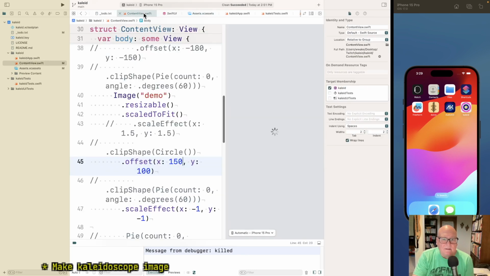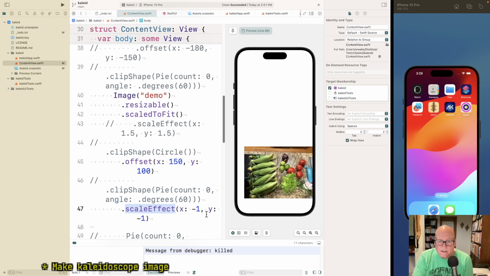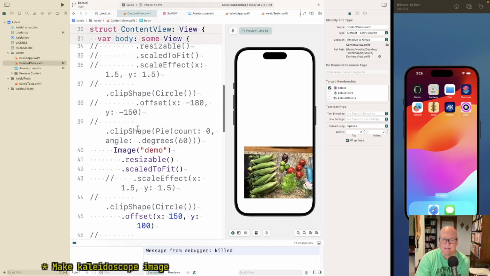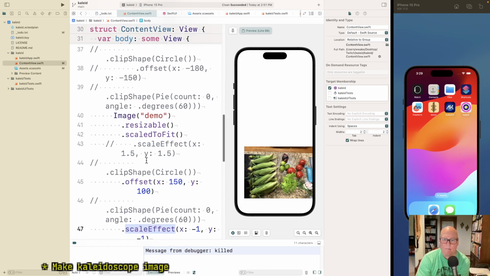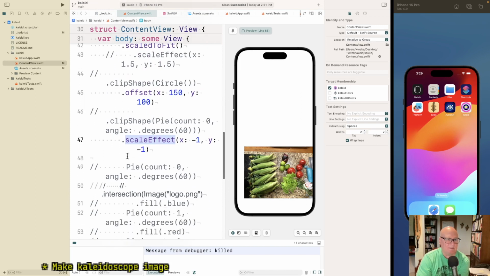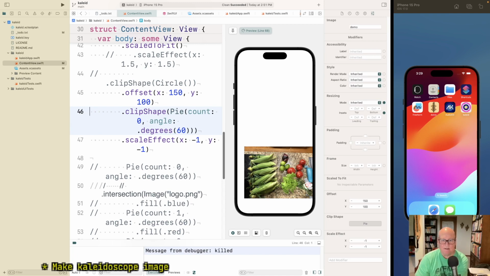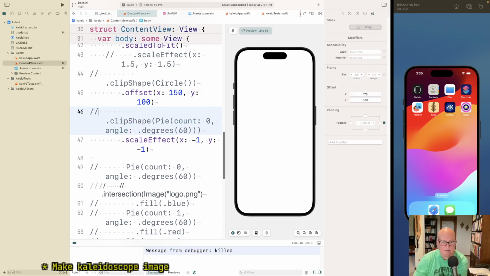Okay, so I can use this minus one stuff to scale it. Yeah, but I want to scale the view, right? Now, if I put the pie shape back in, what do we get? Nothing. Okay.